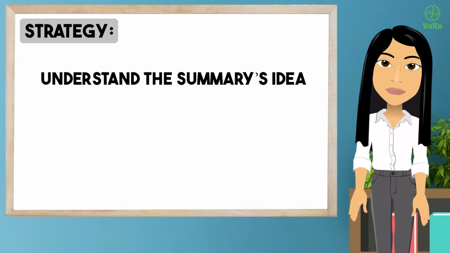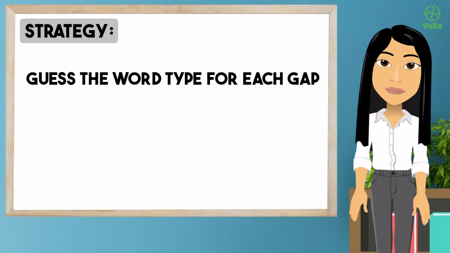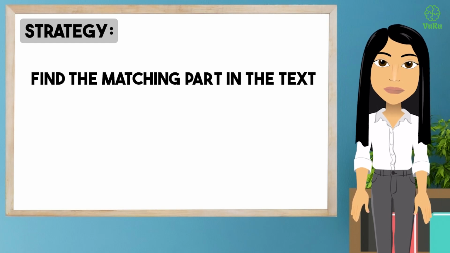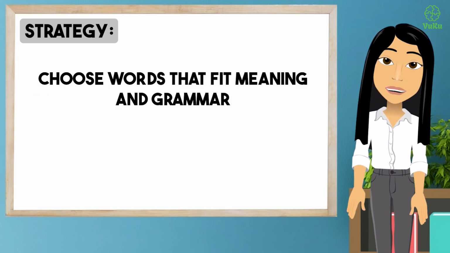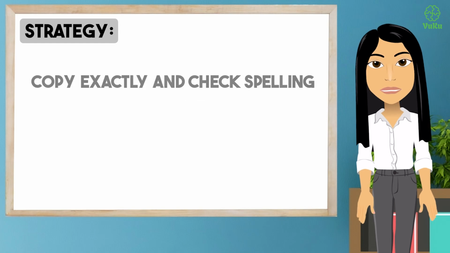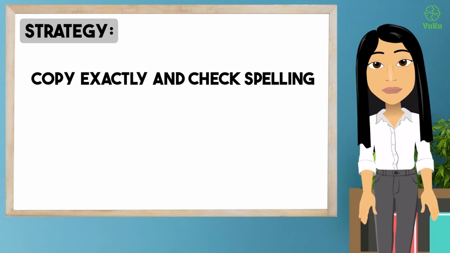Understand the summary's idea. Guess the word type for each gap. Find the matching part in the text. Choose words that fit meaning and grammar. Check the sentence sounds correct. Copy exactly and check spelling.